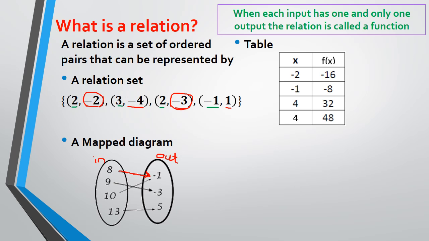Relations also can be represented by tables. This is an example of a table where we have the inputs as x values and the outputs as f of x values. If you look at the table, we'll find out that -2 has an output of -16, -1 has an output of -8, and 4 has outputs of 32 and 48. Since 4 has two outputs, this relation does not represent a function.